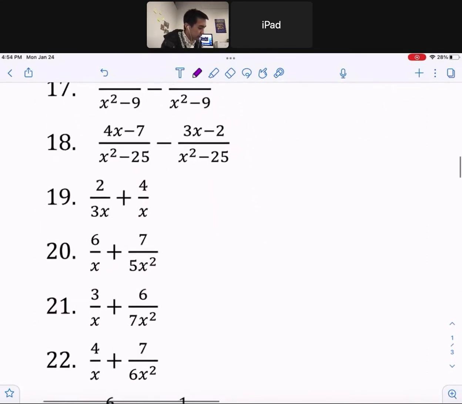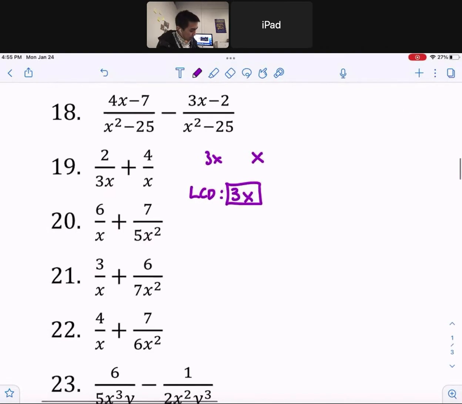Now let's get to 19. For 19, one is 3x and the other one is x. So the LCD has a 3, because that factor is by itself. They both share an x, but they're both the first degree, so it's just going to be 3x. You just take one of the x's.